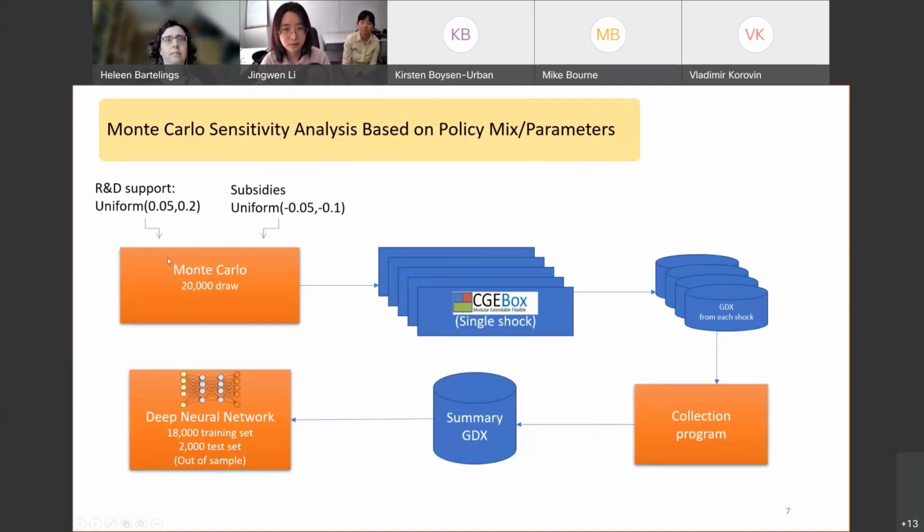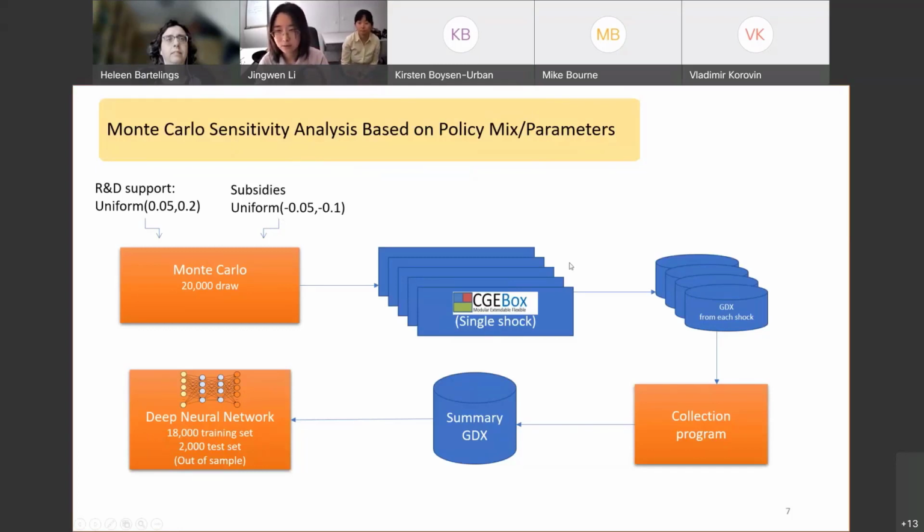And this is our workflow. First, how we did is we draw all those inputs or the drivers randomly from a uniform distribution. For example, for the first 2 factor productivity inputs, we allow them to change from a uniform distribution with lower bound of 0.5 to as high as 0.2. And for the subsidies drivers, we allow them to change from 0.5 to 0.1. And we draw 20,000 times. And each time we consider it as a single shock.